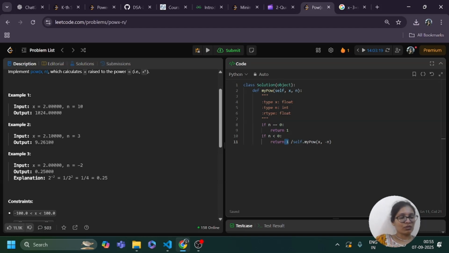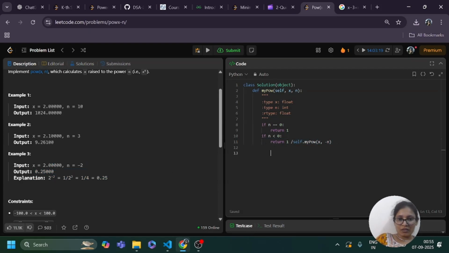Okay, so like if you have x to the power minus 3, then you can write it like what, 1 upon x to the power 3. And 1 upon x to the power 3 equals x to the power minus 3. So this is for our minus power, it handles the power in minus.